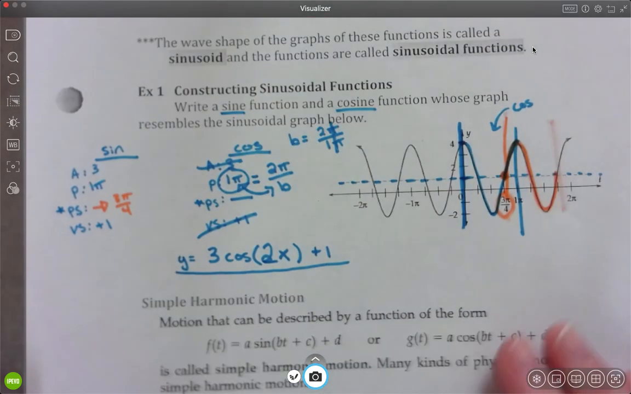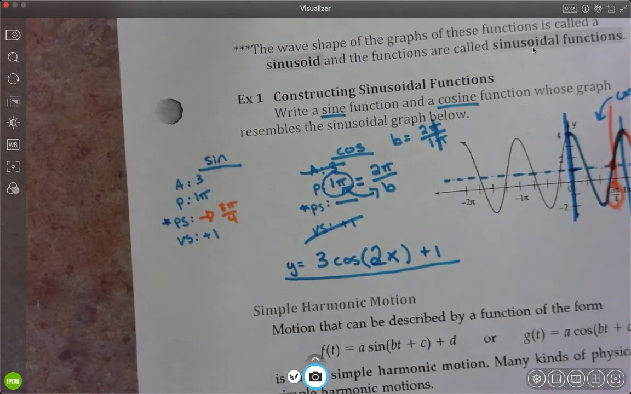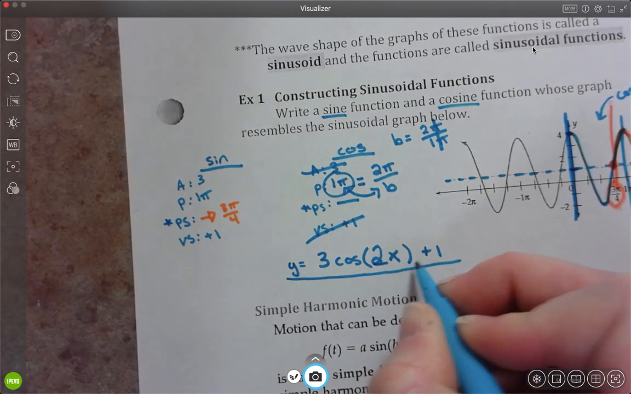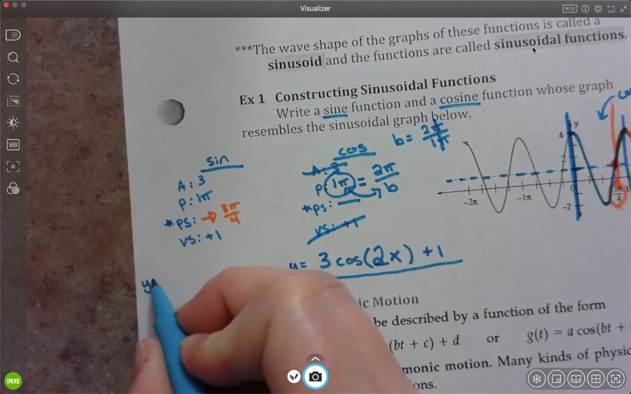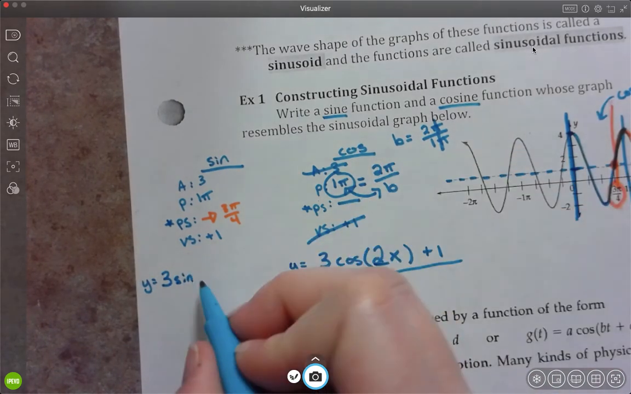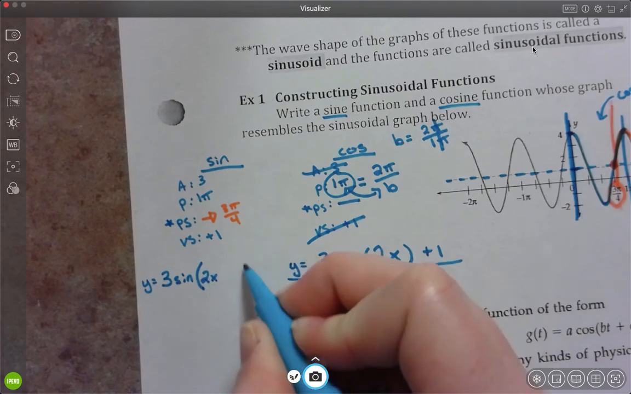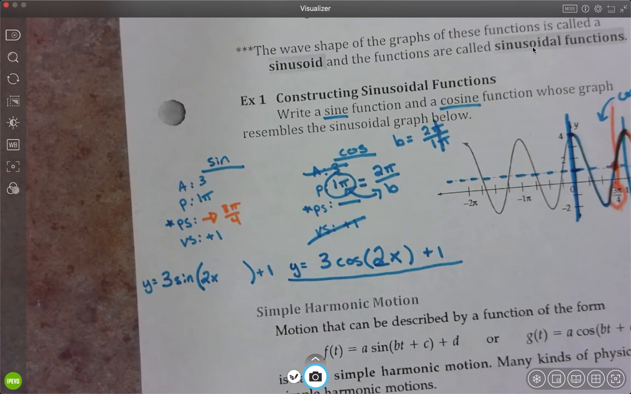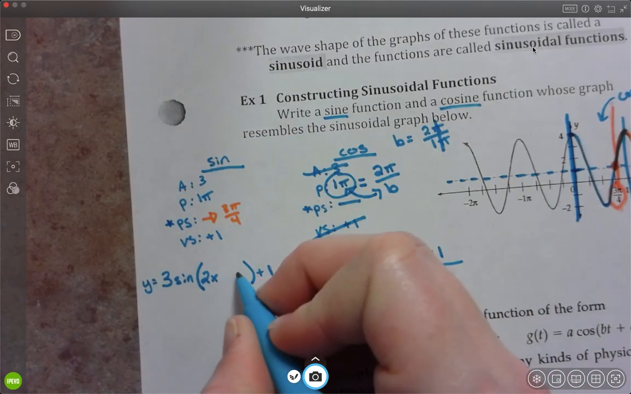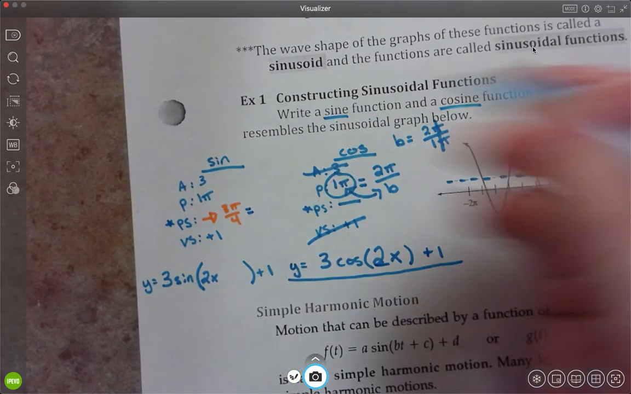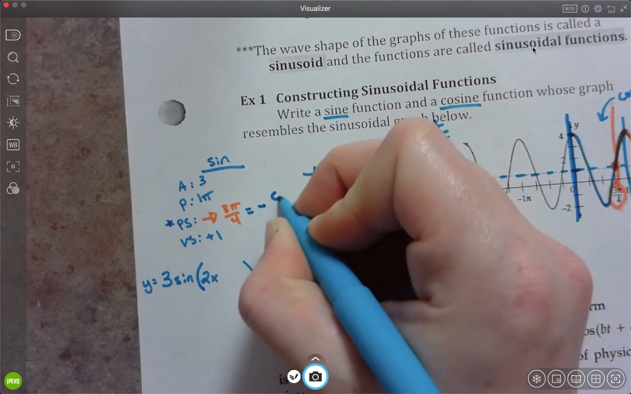Now, the beautiful thing about sine is that everything else will stay the same, except I will have a plus something inside here. So I'm going to start by writing out exactly what I have: 3 sine of 2x, and then I need to leave some space, plus 1. It will be shifted to the right 3 pi over 4. Now I can't just put plus 3 pi over 4 here. 3 pi over 4 is equal to negative c over b.